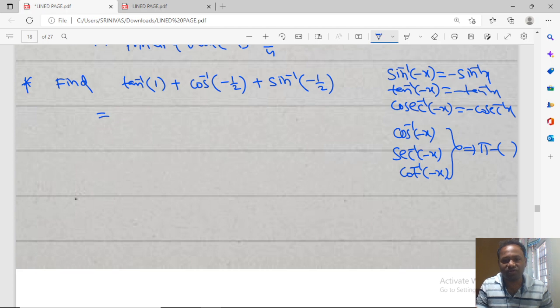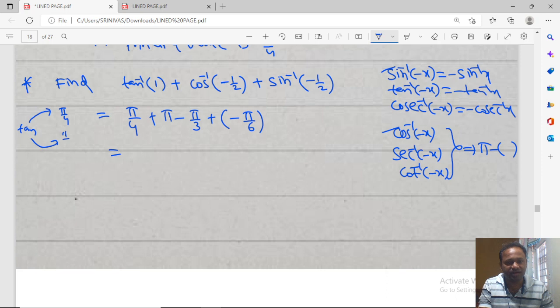Tan inverse of 1. You know the trigonometry table. Tan pi by 4 value is 1. Tan inverse of 1 is equal to pi by 4. Plus, for the minus, we get pi minus cos inverse of 1 by 2, and 1 by 2 gives pi by 3. Plus the normal minus, that is minus sine inverse of 1 by 2, which is nothing but pi by 6. That is equal to pi by 4 plus pi minus pi by 3 minus pi by 6.